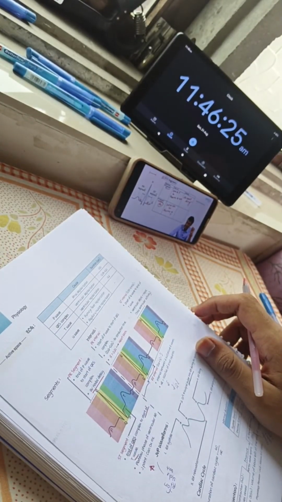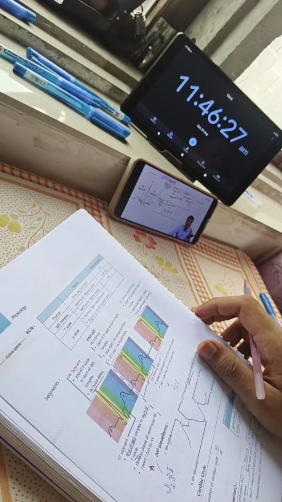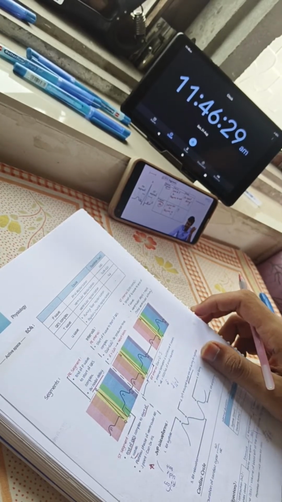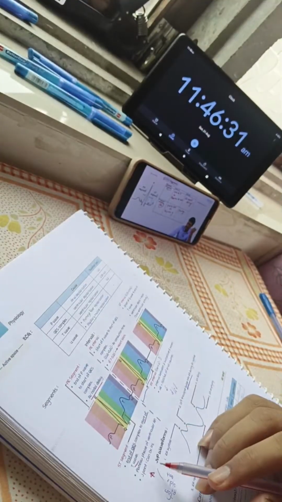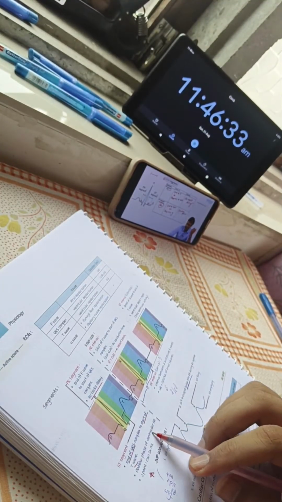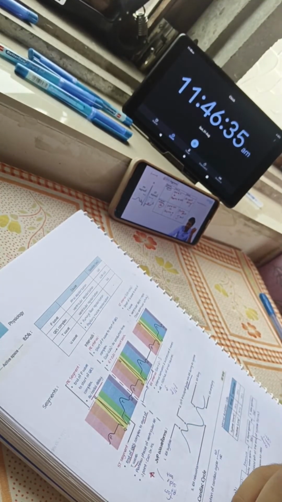In between that we have a straight line ST segment. What does it denote? Remember, it corresponds to the plateau phase of the ventricular action potential. It also corresponds to our very well known J point, which we look for elevation or depression in myocardial infarction.